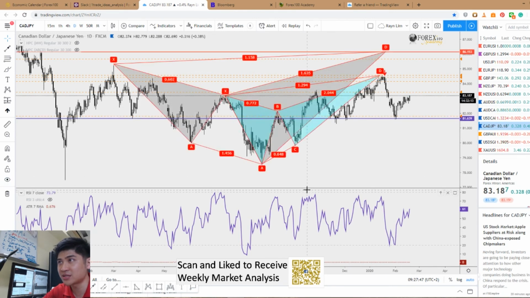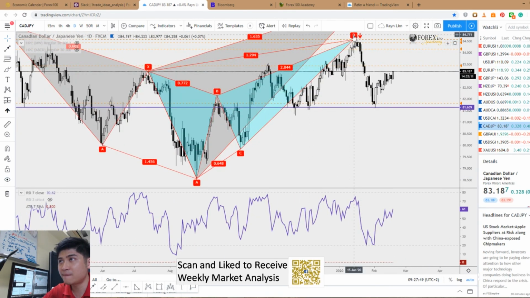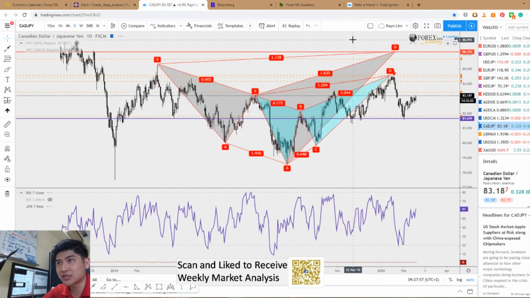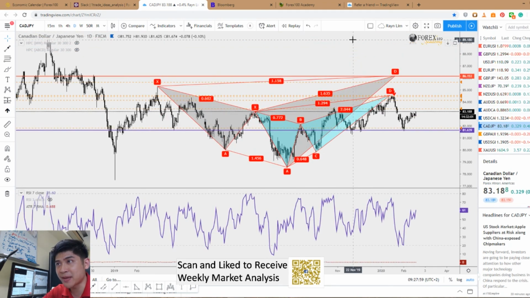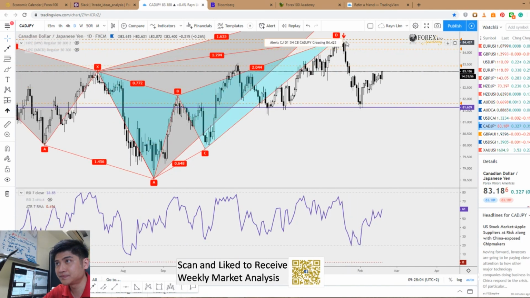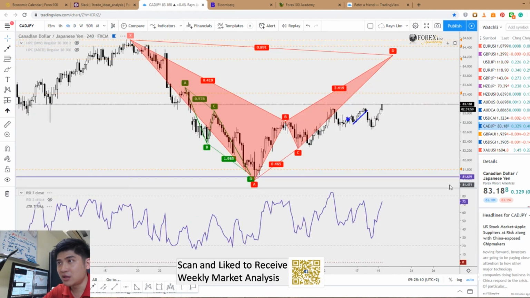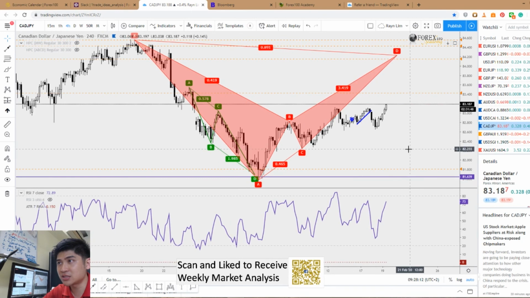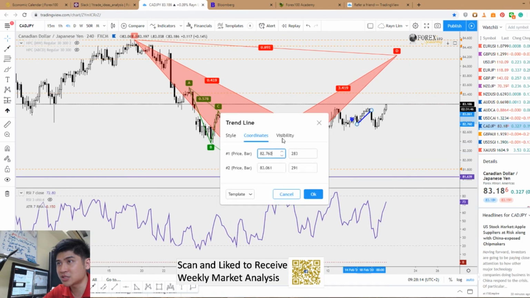Let me share with you my analysis. We have a butterfly pattern completed at 84.56. Well done, Calvin. Calvin spotted this as well, but he spotted it as a bad pattern. Bad pattern over here, and it also hit its first target, 300 over pips. Well done.